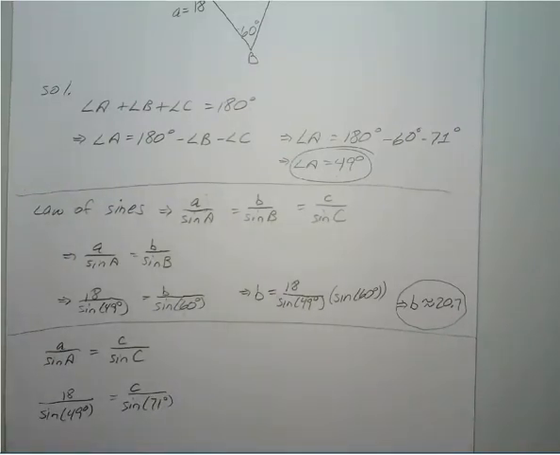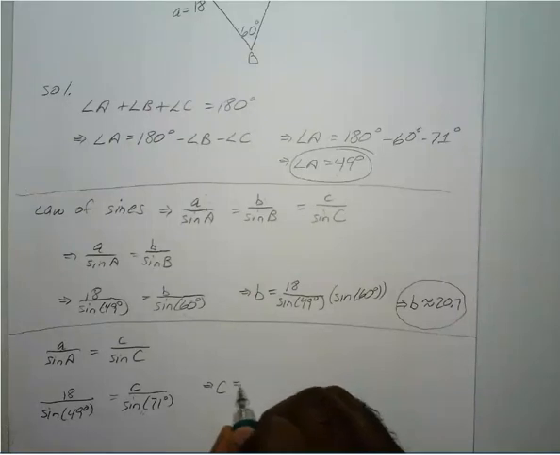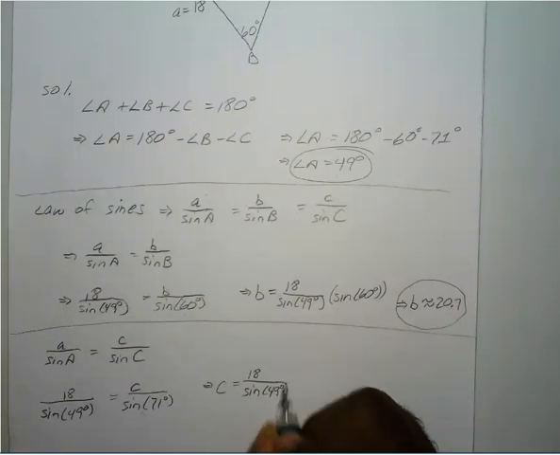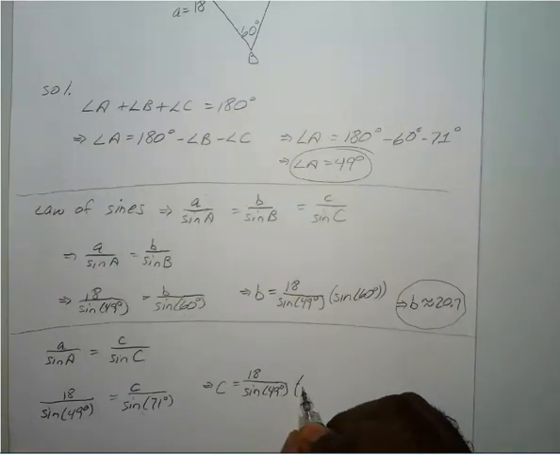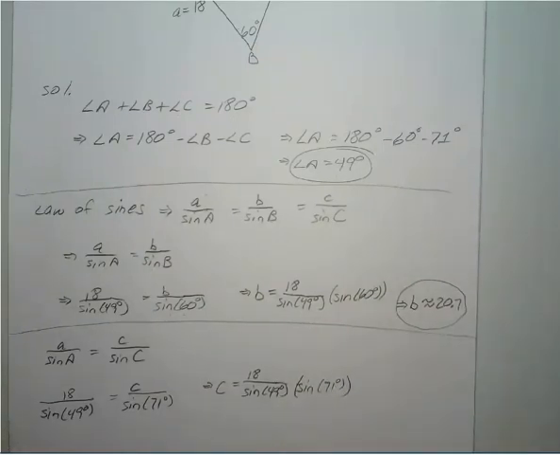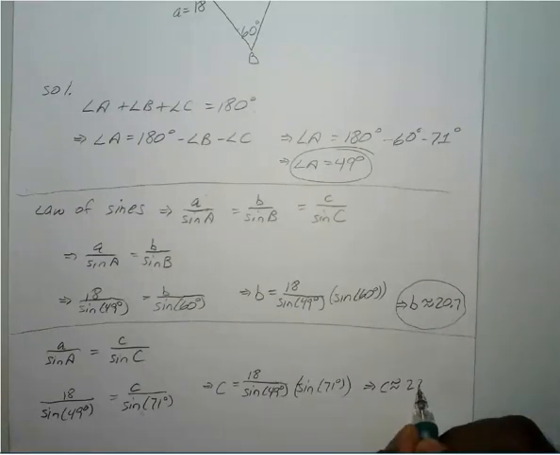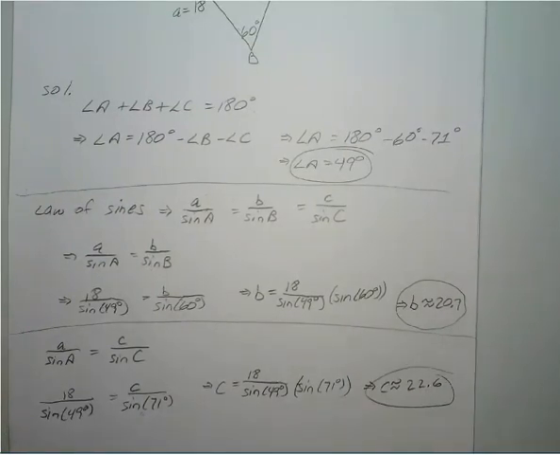Okay, so we multiply both sides by sine of 71 degrees. We have C is equal to 18 over sine of 49 degrees times sine of 71 degrees. Okay, so plug this into your calculator and you should end up with C being approximately equal to 22.6.